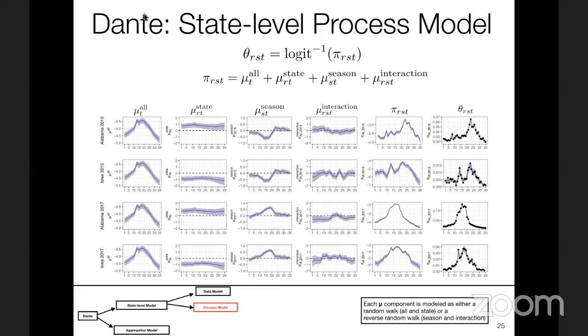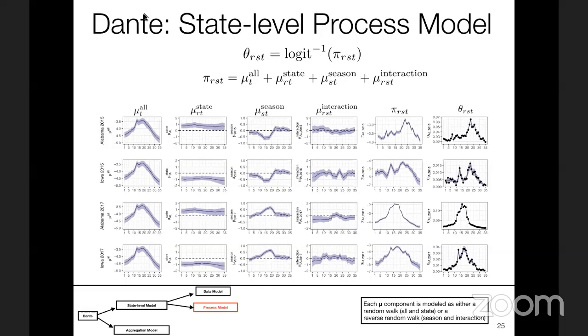So there are four rows. I'm showing Dante results for two states, Alabama and Iowa, and two seasons, 2015 and 2017. The first four columns correspond to the four different random walk components of Dante's process model. The first component is this mu all term, and this is basically the anchor of Dante's forecasting model. It's a random walk, so it can be whatever the data needs it to be. However, the key is that every state and every season has to share the same random walk.